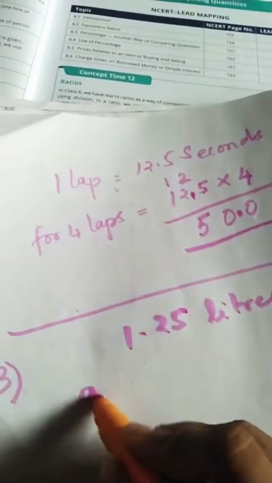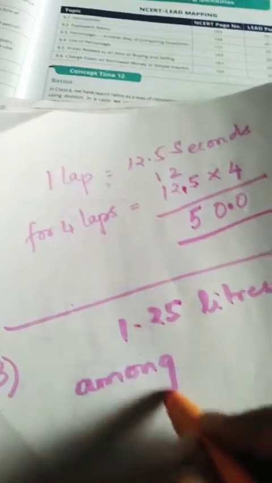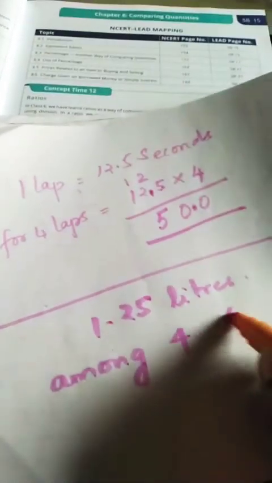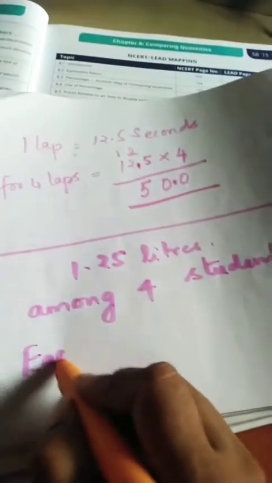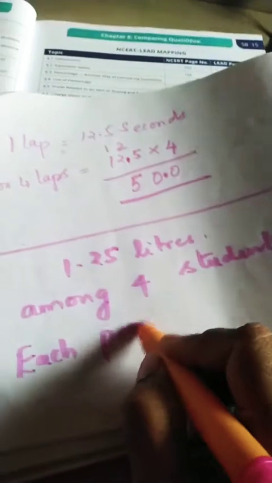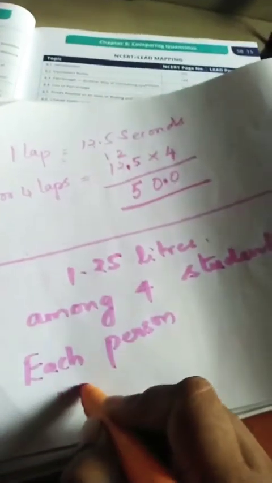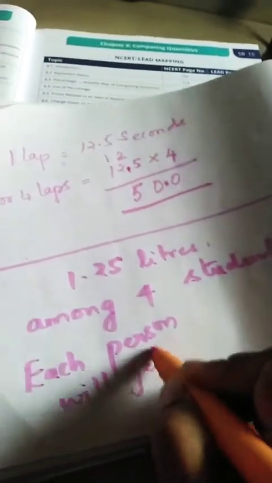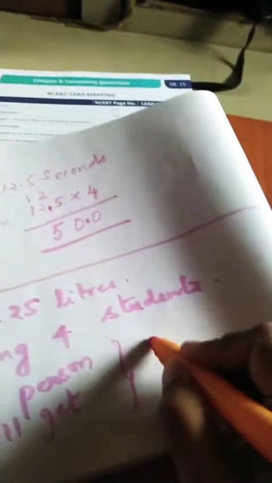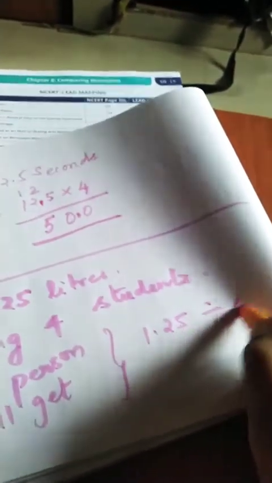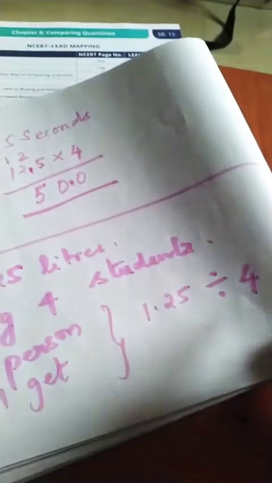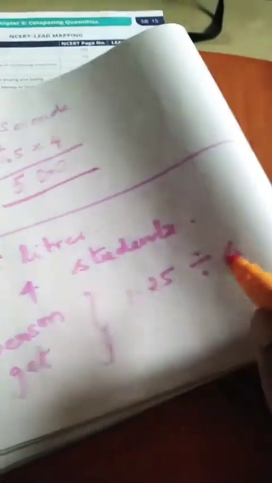It is divided among how many children? 4 students. Among 4 students you have to divide. So each person will get, so you have to divide. So 1.25 divided by 4. So when you share, it means it is division.